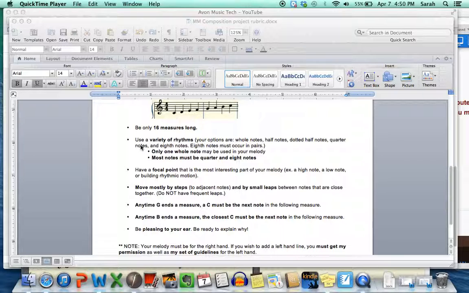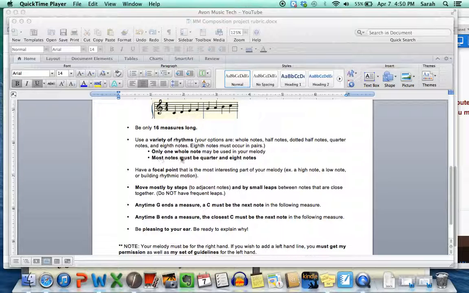I also want you to use a variety of rhythms. Your options are whole notes, half notes, dotted half notes, quarter notes, and eighth notes. If you use one eighth note, you must use another. Eighth notes must occur in pairs. So in one measure, you may either use 2, 4, 6, or 8 eighth notes. I don't want to see a single eighth note followed by a quarter note. They must occur in pairs.